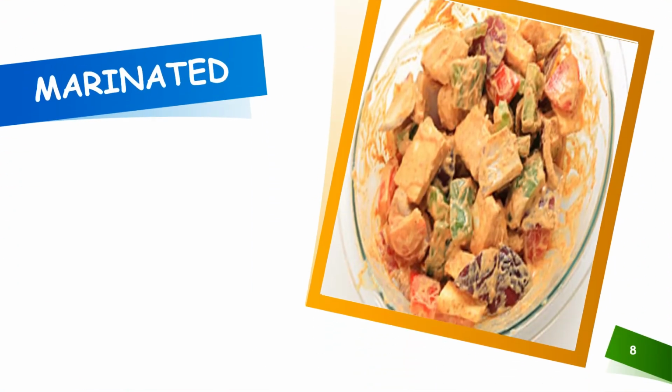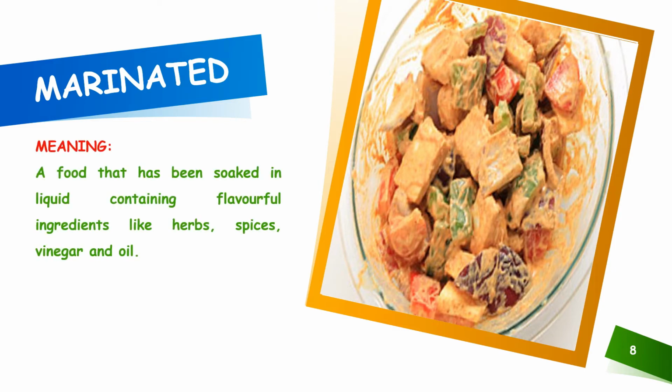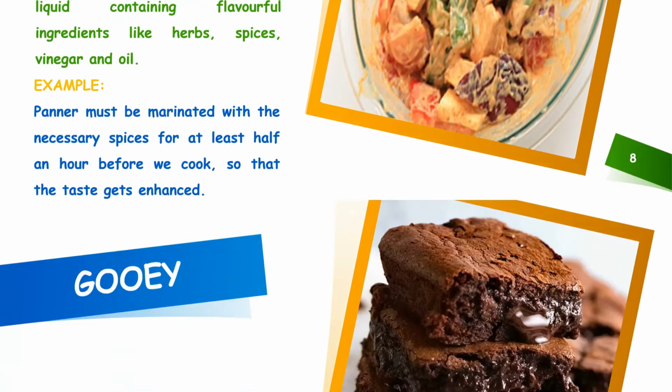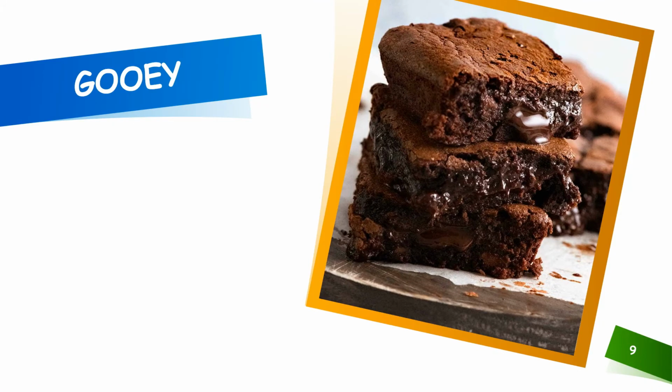The eighth word is marinated. A food that has been soaked in liquid containing flavorful ingredients like herbs, spices, vinegar, and oil is called the process of marination. Now, let us see how to use this word in a sentence. Paneer must be marinated with the necessary spices for at least half an hour before we cook so that the taste gets enhanced.